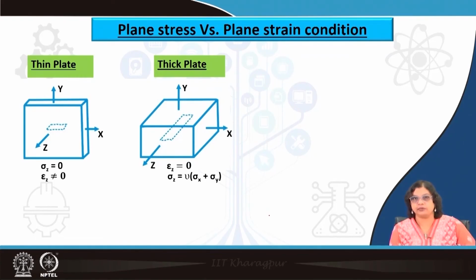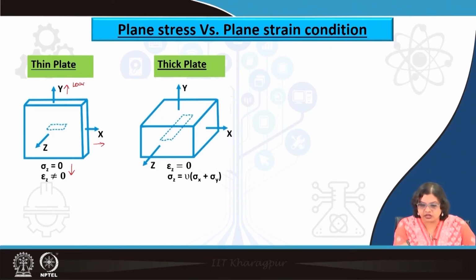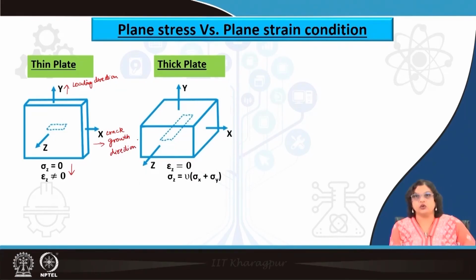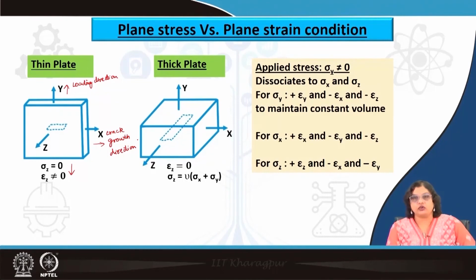In the case of a thin plate, what happens is that whenever we are applying stress, let us say we are applying stress along the direction of y, and the crack is growing along the direction of x. Okay, so this is the loading direction and x is the crack growth direction. Of course, the crack is growing perpendicular to the loading direction. Now, at any point, as we are applying the load, it is supposed to dissociate into x and z directions also, right. So, even if we are applying the stress along y, this is dissociating into sigma x and sigma z counterparts.